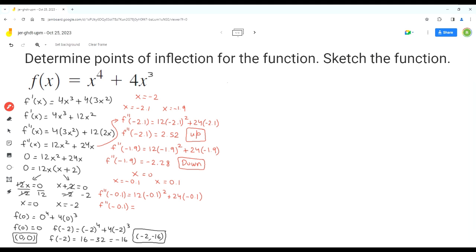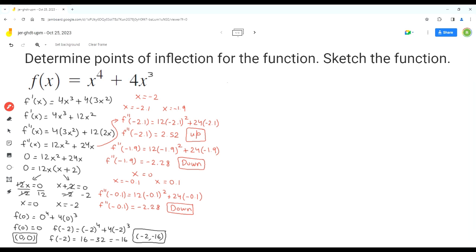So we can use a calculator. 12 times negative 0.1 squared and then plus 24 times negative 0.1. So I got a negative value. So I got negative 2.28. So therefore, the curve is concave down on the left side of the inflection point at x equals 0.